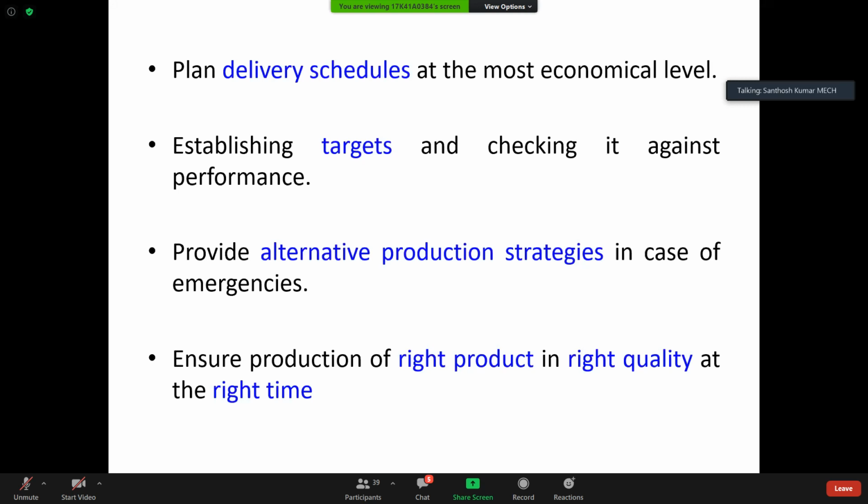Next one is to ensure production of the right product in the right quality at the right time. As I said, proper scheduling is very important. For this, normally we use a Gantt chart, G-A-N-T-T. We received this question once in the GATE exam. To maintain a proper delivery schedule, a follow-up chart is useful in industry: Gantt chart, pie chart, so many charts. Okay, so the answer is Gantt chart.